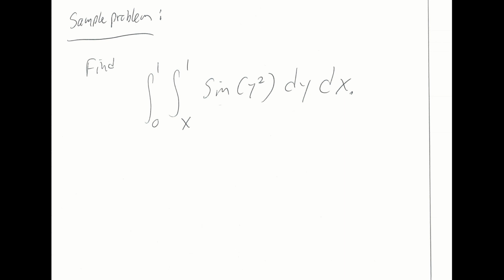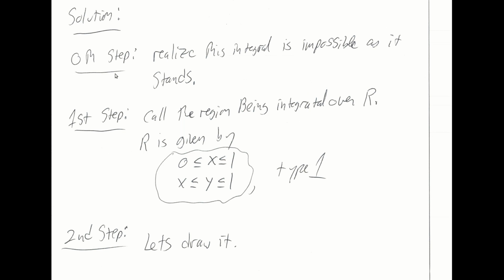Alright, so taking a look at the solution here, a 0th step perhaps that was not included in our list of steps to approach problems of this type that we just gave is to realize that the integral as it stands is not possible. So generally, if you're handed an iterated integral, if you're able to proceed straight away, then do so. If a head-on approach is going to work, then that's great. Go ahead and do it. Those are generally simpler problems.